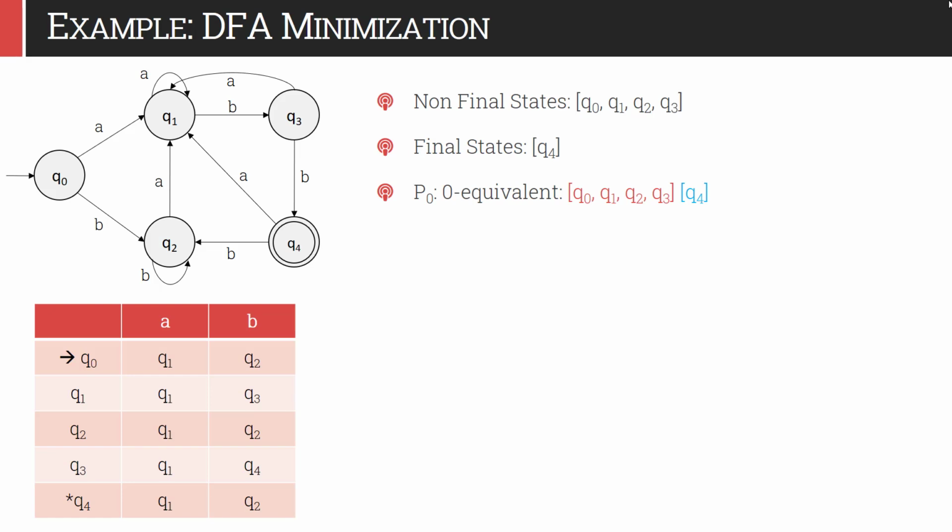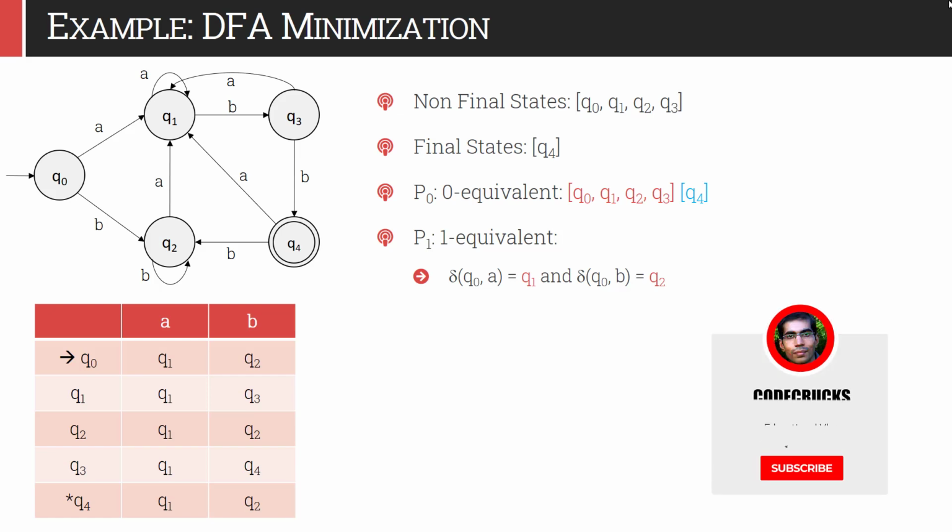Now Q4 contains only one state, so we don't have to do anything on that. But if there are multiple states, they might be equivalent or redundant. So now we are going to perform the test on this first set, that is Q0, Q1, Q2 and Q3. So we will compute P1, which is called finding one equivalent states from this set. We will find out delta transitions on all the input alphabets for all the given states Q0, Q1, Q2 and Q3 in the first set.